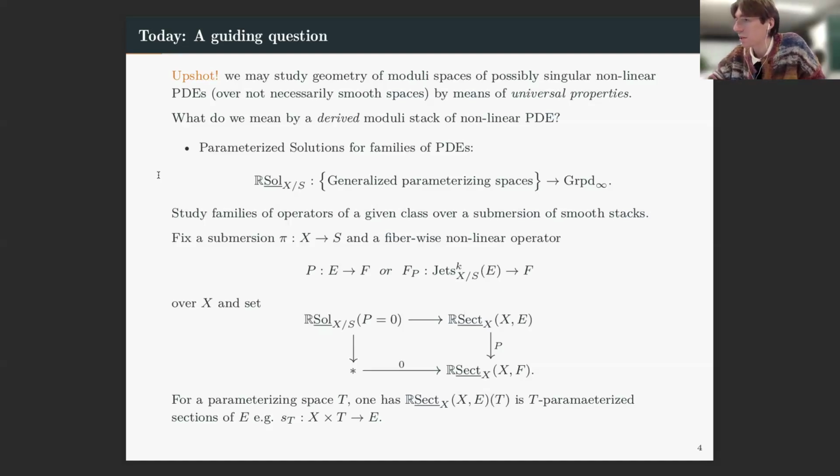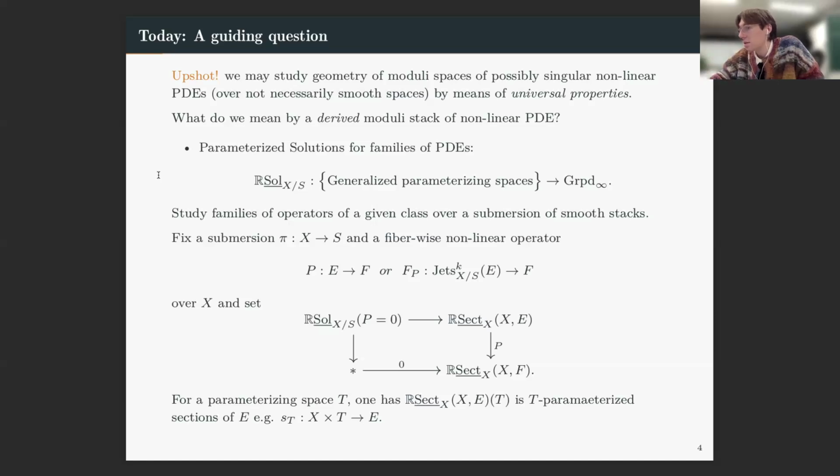And this is an important feature that allows us to actually work with and detect solutions that might not otherwise exist, but they might exist up to some additional data. And this additional data can be chosen based on your geometric setup.